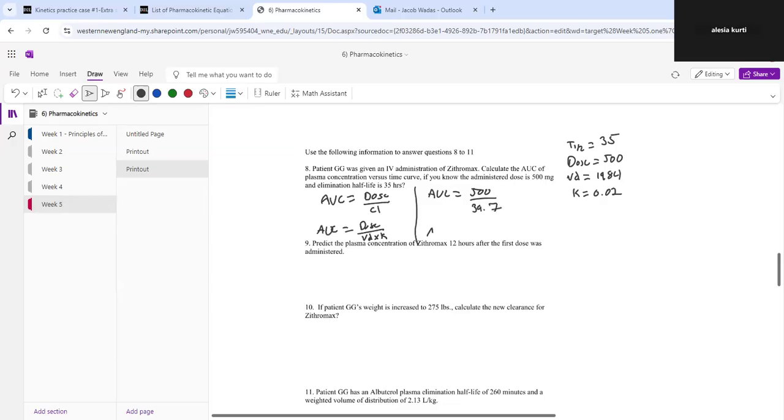39.7. And what'd you guys get for an answer? That's correct. Equals 12.6. And then the units are milligrams over liters times hour, or milligrams per hour over liters. It's just written out a different way, but the same answer. Because if you remember, your units for K is 1 over hour, and volume of distribution is liters, so when you divide, you flip it around.